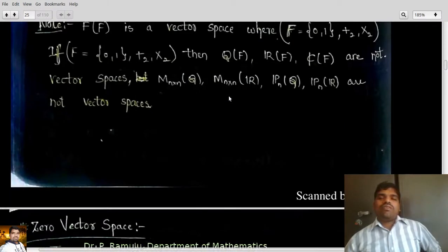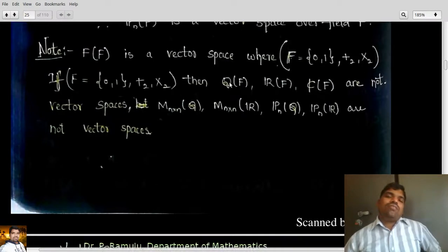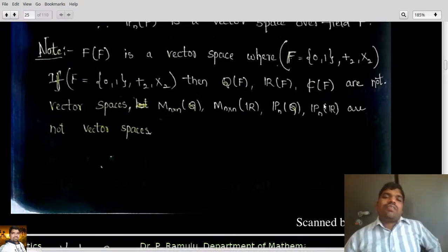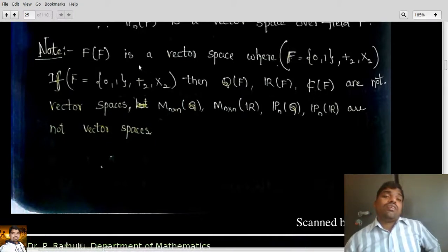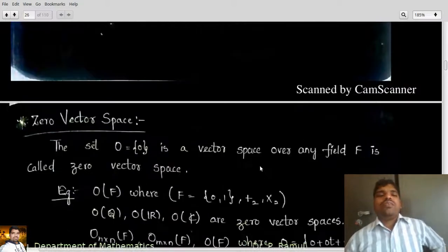If I take Mn over Q, it is not a vector space. These sets over this field are not vector spaces, because we are unable to apply addition modulo 2 and multiplication modulo 2 on these sets. If I take two elements such as 1/2, 1/2 or 1/2, 1/3, I cannot apply modulus 2 to them. If I take √2 and √2 + √3, addition modulo 2 cannot be applied to irrational numbers. That's why these are all not vector spaces.